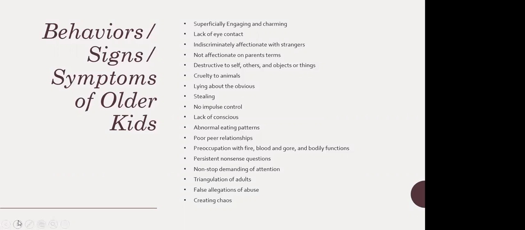So next is stealing. Stealing can come from various different angles. There could be so many different reasons for it, like hoarding of food, but that's a couple down. Stealing can come from a bunch of different reasons. No impulse control. We talked about that. That prefrontal cortex isn't developed, so they don't have the ability to control those impulses.